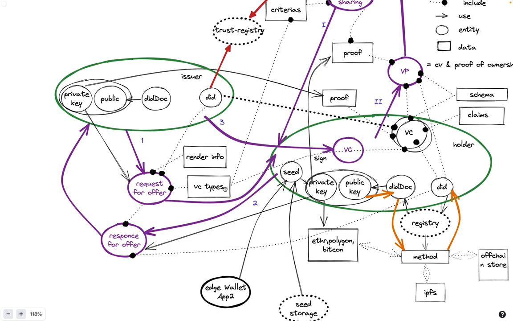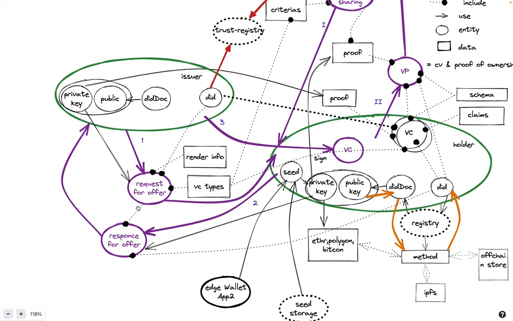So VC types will be part of the VC in the future. What happens is that the issuer shares the request for offer with you. You analyze this request for offer, decide that yeah, it's nice. You forward the response for offer, and this response for offer gets signed with your private key, and you include your DID in the response for offer.